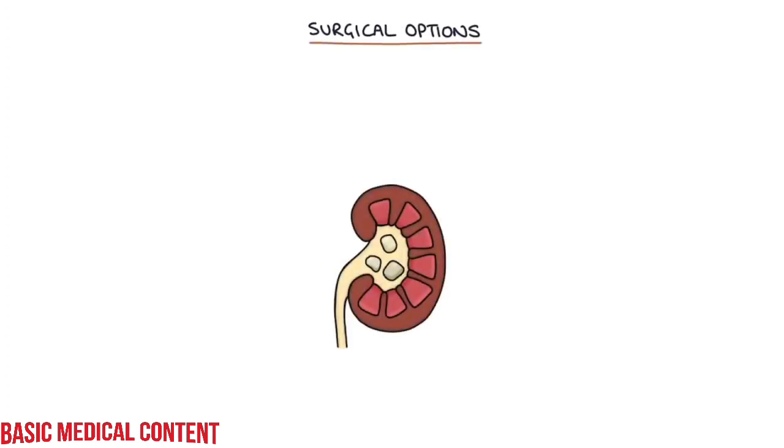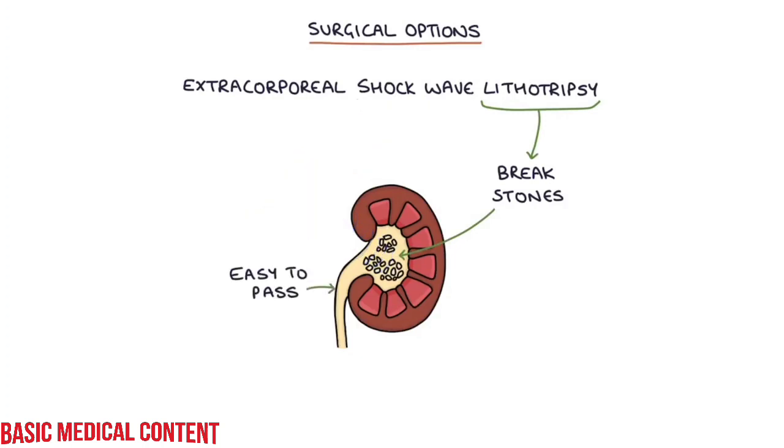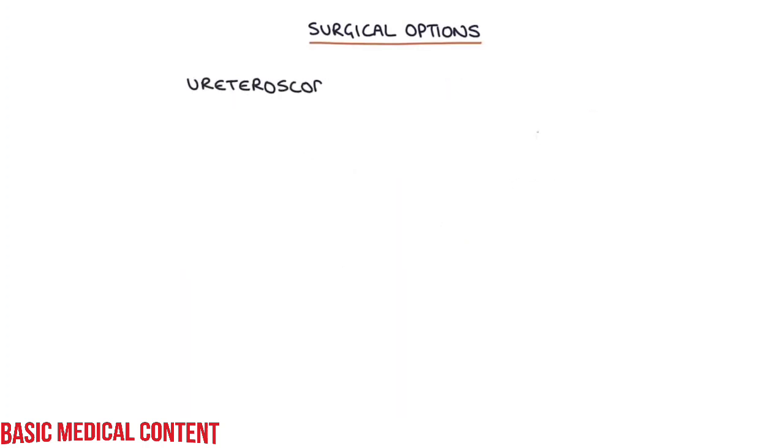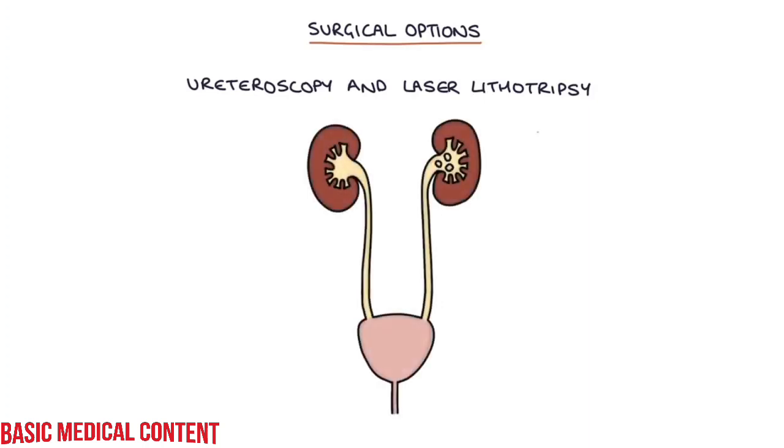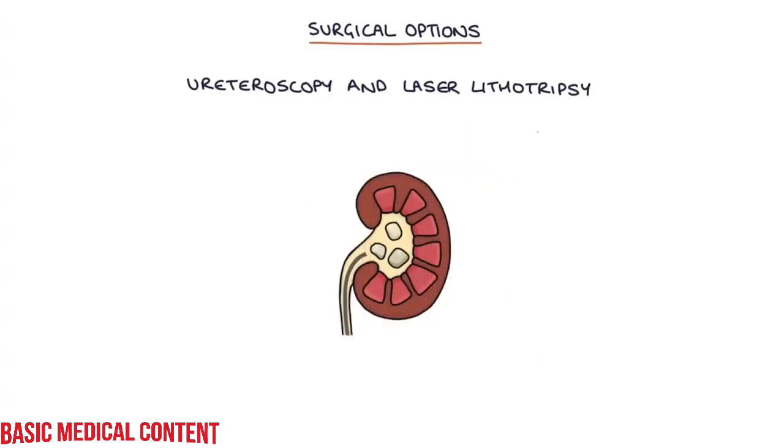So let's talk in more detail about the surgical options. First, let's talk about extracorporeal shockwave lithotripsy, or ESWL. This involves an external machine that generates shockwaves and directs them at the stones under X-ray guidance. The shockwaves break the stone into smaller parts, which makes it easier for them to pass. There's another surgical option called ureteroscopy and laser lithotripsy, and this involves a camera inserted via the urethra, bladder, and ureter to identify the stone. The stone is then broken up using targeted lasers, and the smaller pieces of stone are easier to pass.